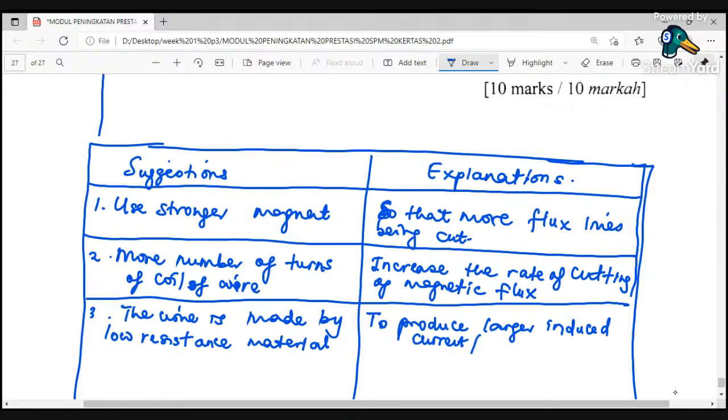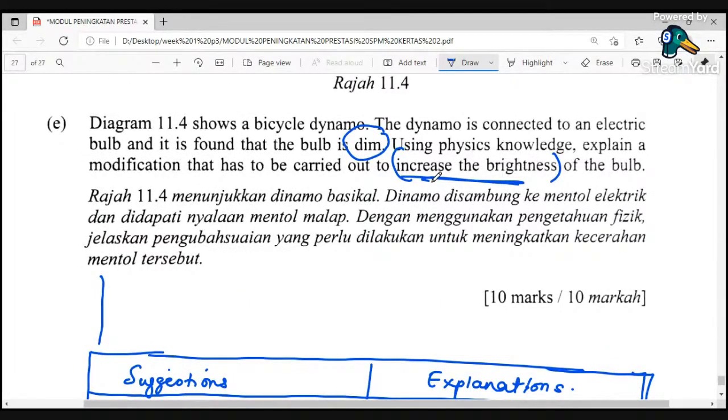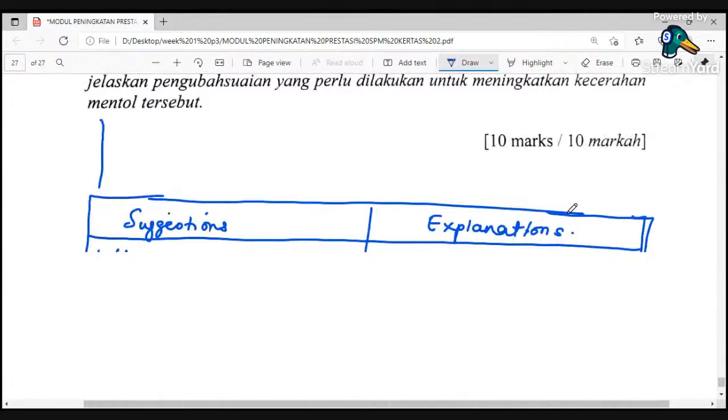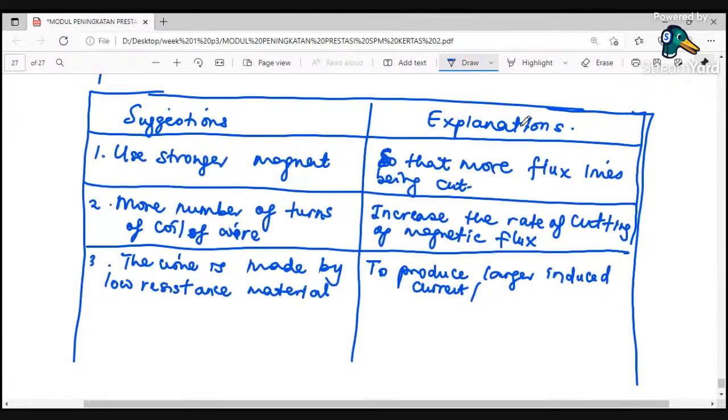Okay. Jangan repeat apa yang soalan lagi ya. Jangan tulis explanation dia sebagai increase brightness of bulb. Dia tak boleh repeat apa yang diberikan, dia tak ada markah. Okay, jangan tulis reason dia increase brightness of bulb. Itu dah dinyatakan dalam soalan, tak boleh repeat sini. So, jangan guna reason yang dah diberikan.